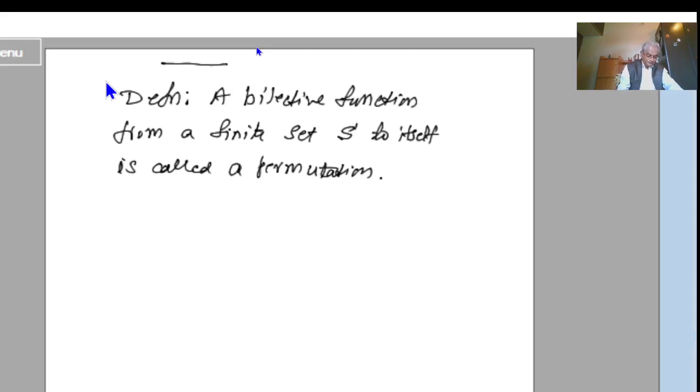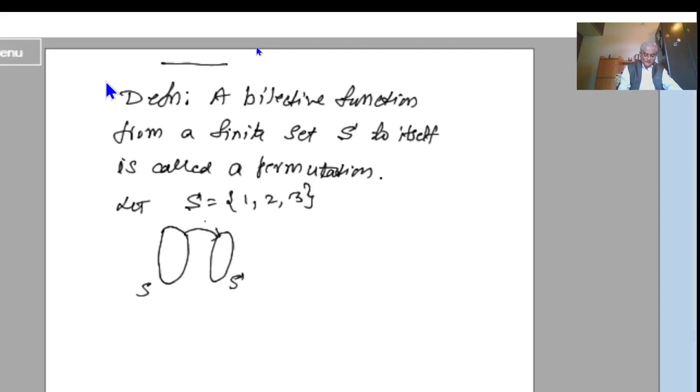So let me take S equal to the set {1, 2, 3}. Then a bijective function from S onto itself, S to S, say I take this as F: 1, 2, 3 here, and also 1, 2, 3 here. Suppose 1 goes to 1, 2 goes to 2, 3 goes to 3. So this is a bijective function from S onto itself, and we call this F a permutation. And for convenience, we denote this permutation like this.